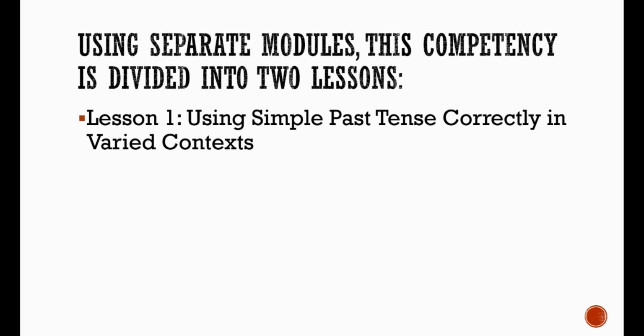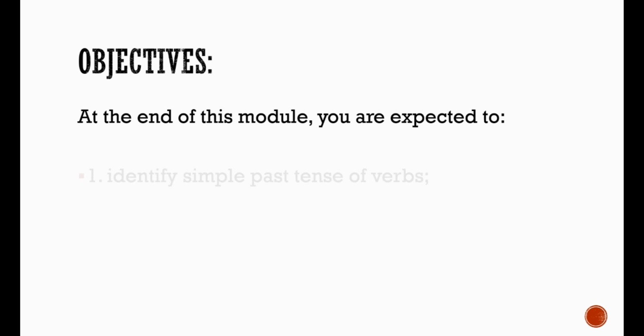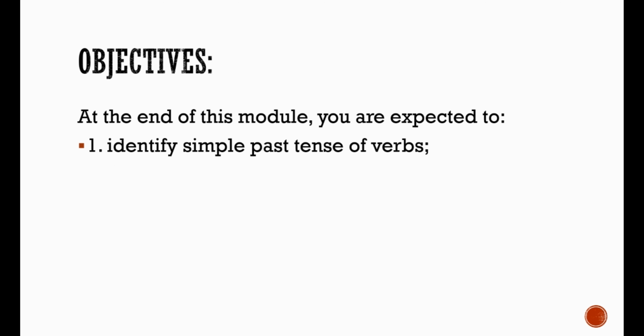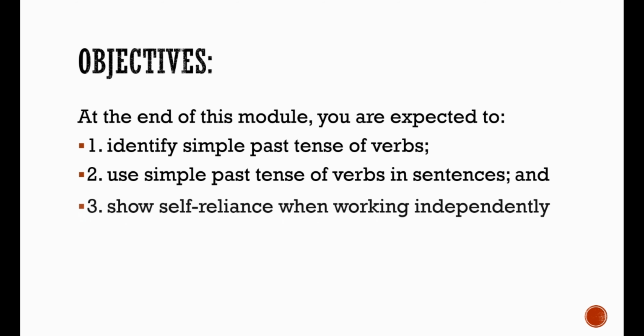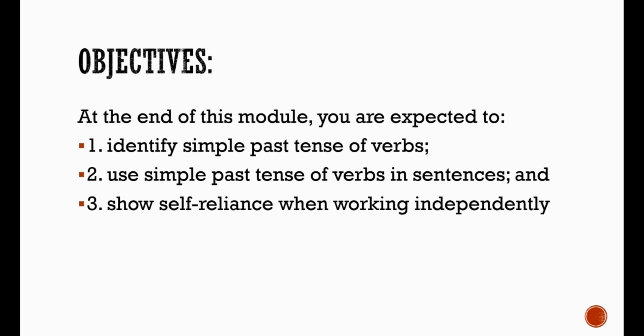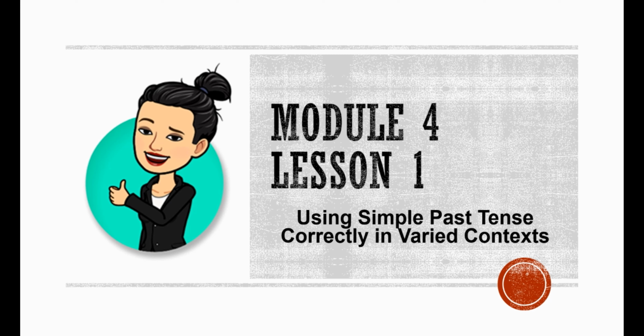Using separate modules, this competency is divided into 2 lessons. Lesson 1, using simple past tense correctly in varied context, and Lesson 2, using the past perfect tense. So our goals at the end of this clip is that you will be able to identify simple past tense of verbs, use simple past tense of verbs in sentences, and show self-reliance when working independently. And so with that, let's talk about Module 4, Lesson 1, using simple past tense correctly in varied contexts.